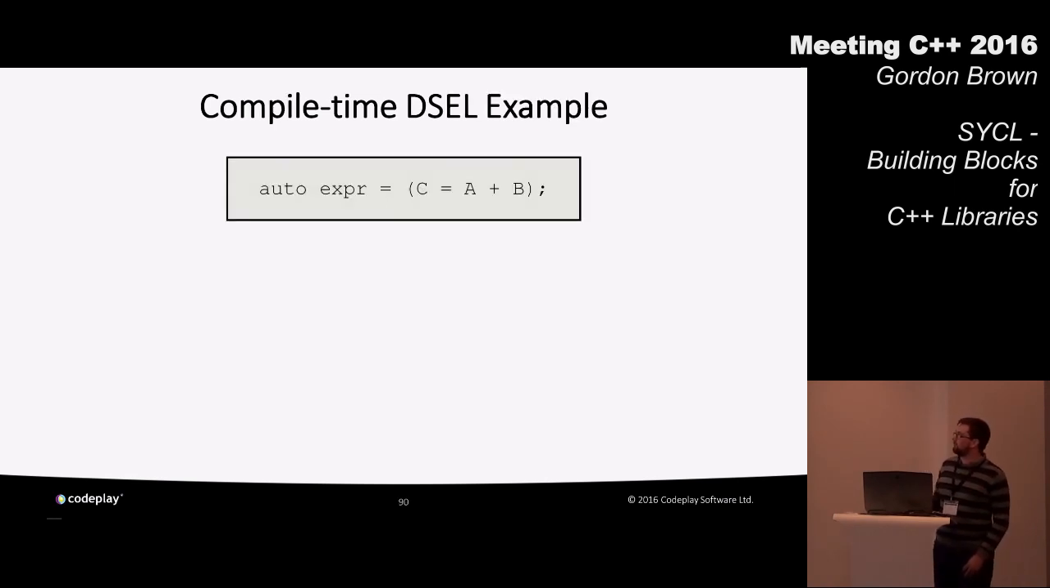So as an example of this, you have an expression C equals A plus B. And this A, B, and C can be any type. They could be vectors, they could be images, or they could be objects representing a video stream.